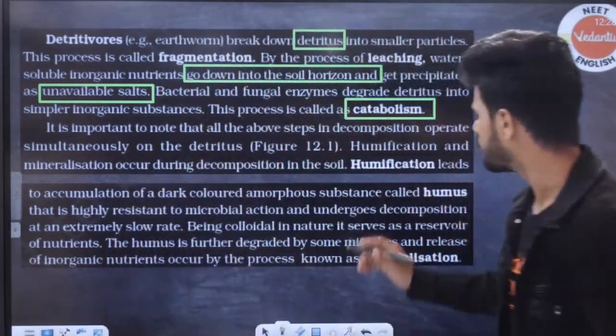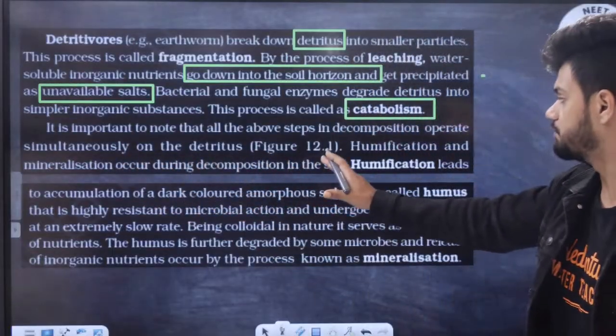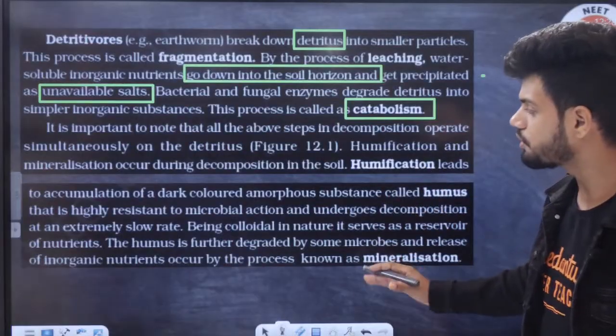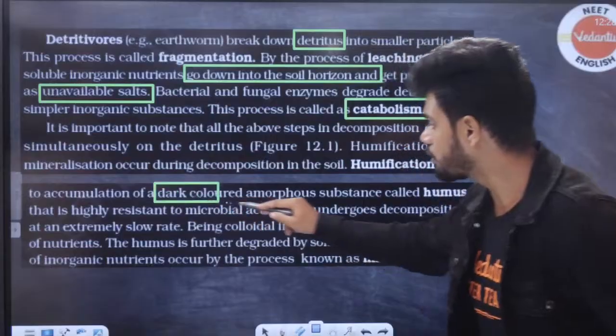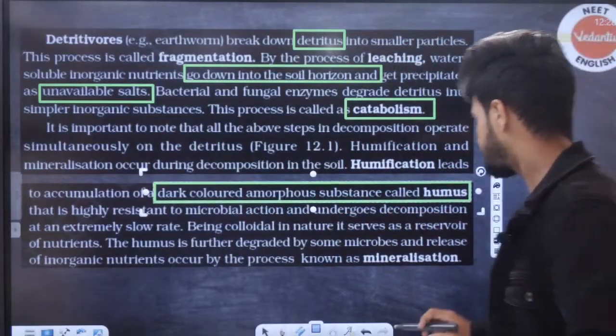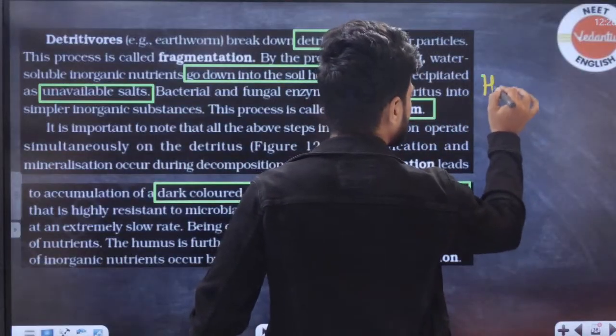Now, humification and mineralization occur during decomposition in the soil. Humification leads to the accumulation of a dark, very important, dark amorphous structure called humus. Not hummus, humus.